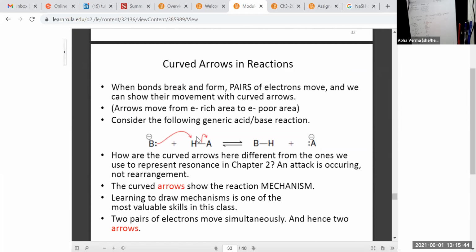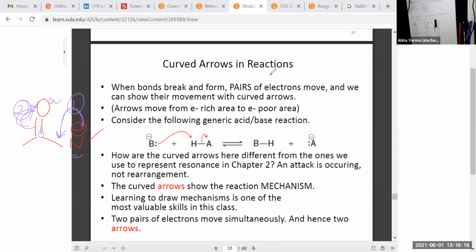Now we have already started to look at curved arrows, exactly just like in your resonance. When you had resonance, whenever there was an electron rich area, the electron rich area would go and start moving. Remember, this is the allylic kind of a location. So you see 2 arrows. Why? Because 2 electrons moved.